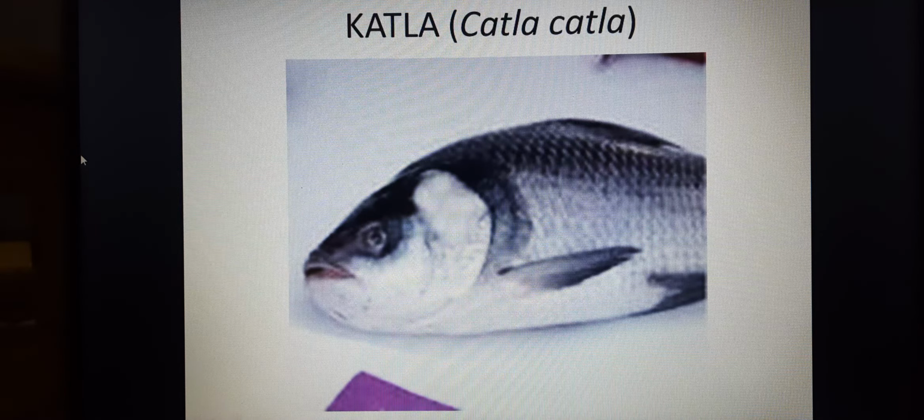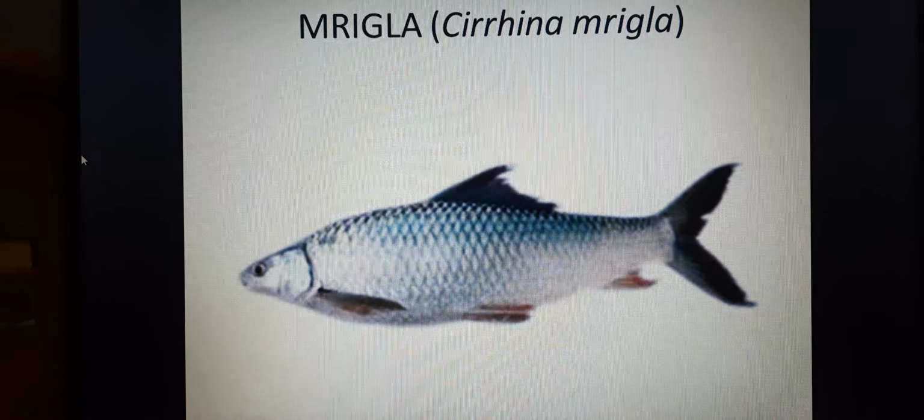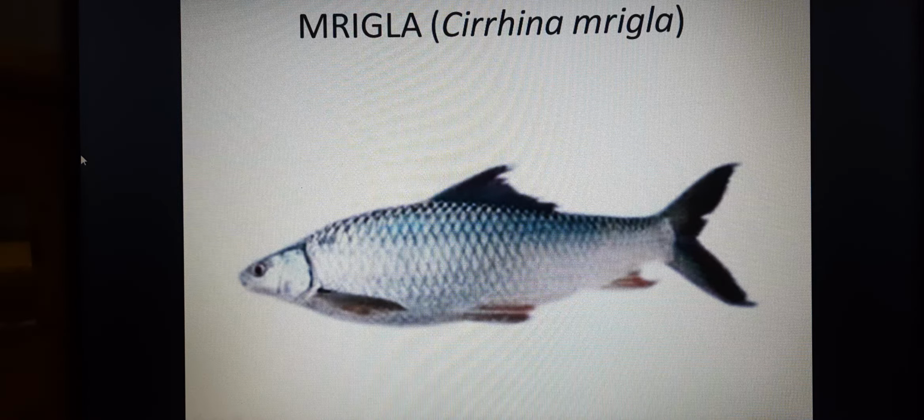This is the katla fish. These fish are identified by their large head and their broad body. This is the fastest growing fish in India. This is the rohu fish, which is a common variety and it is an indigenous variety of India. This is the mrigala fish. This is silver in color.